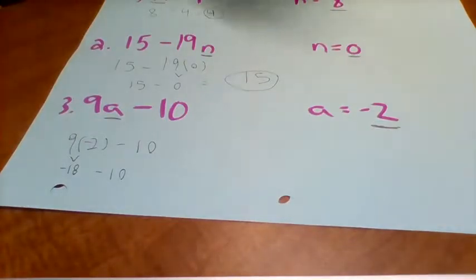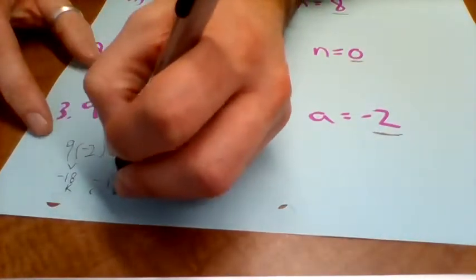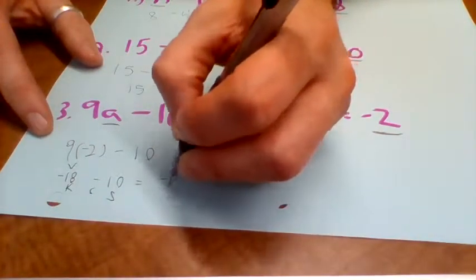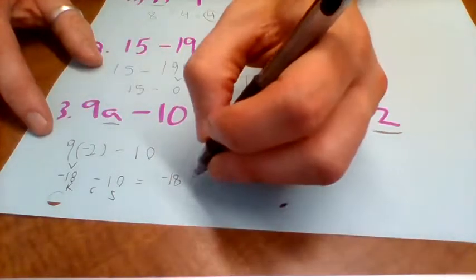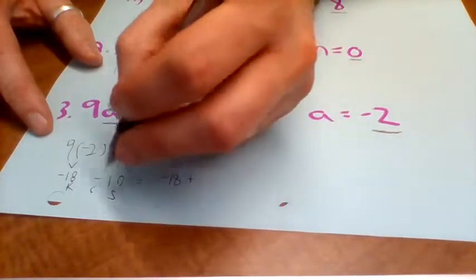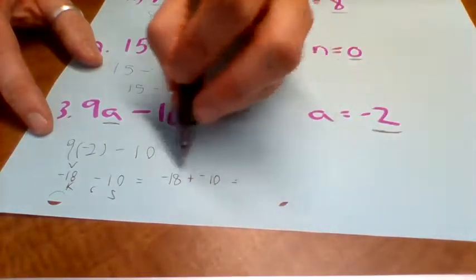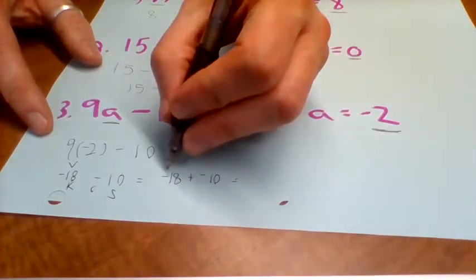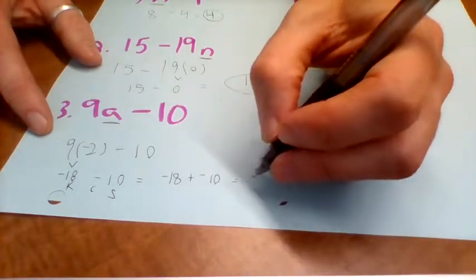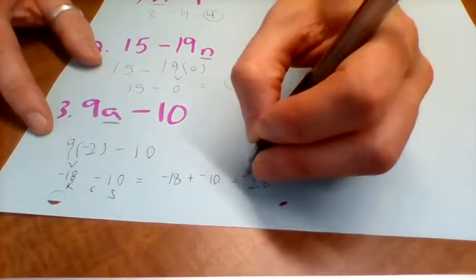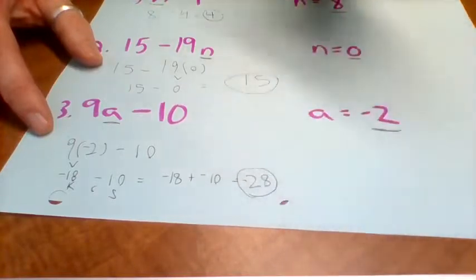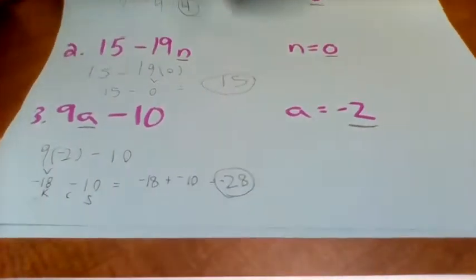This is a hard one, so we're going to use keep change switch. And when I do that, I get negative 18. I change my subtraction to an addition, and my positive 10 becomes a negative 10. And now I see that they're same sign, so I can add like normal. Negative 18 plus negative 10 is going to be negative 28. And there's my answer. 2 more.